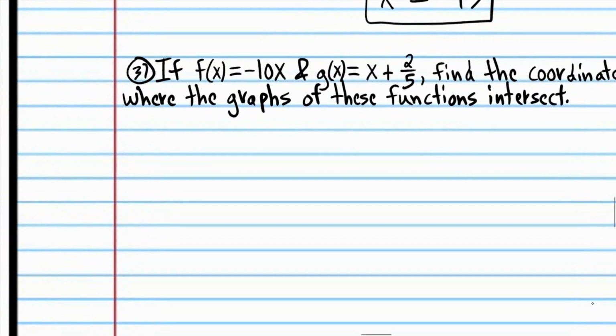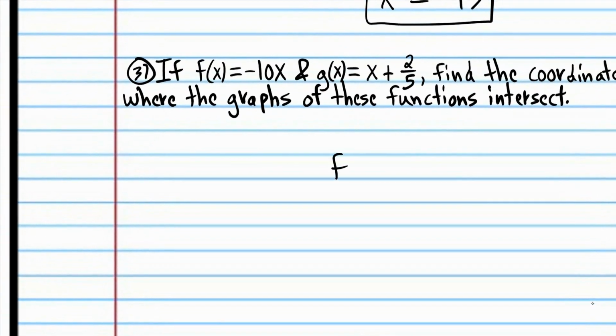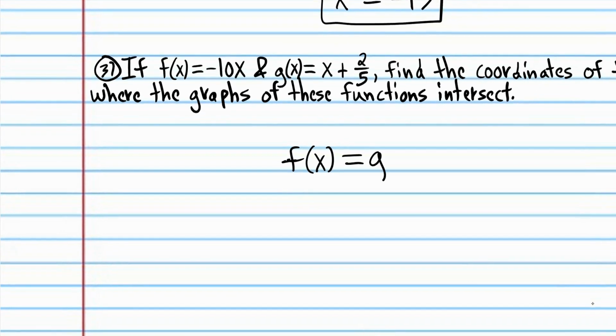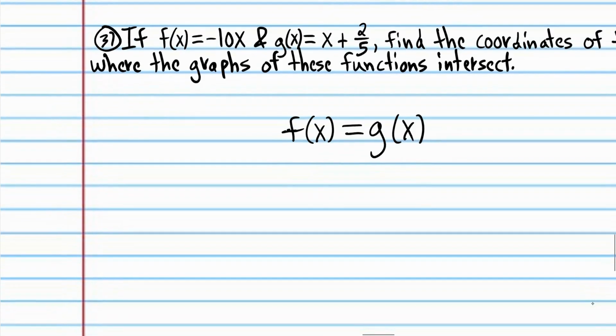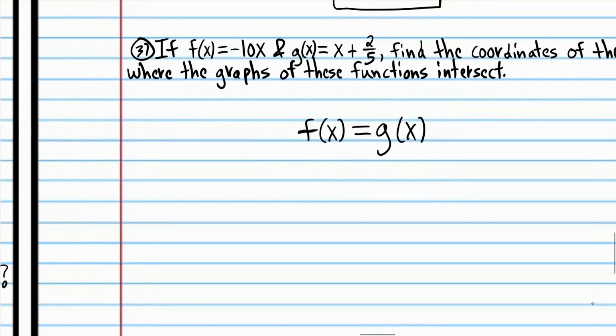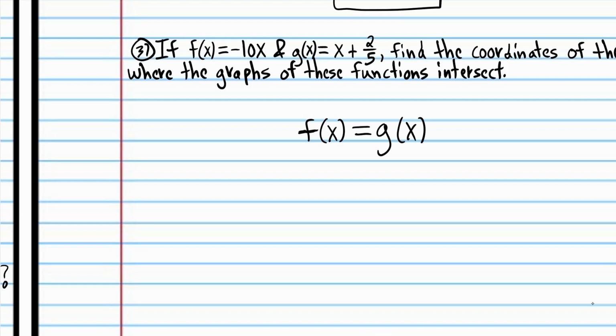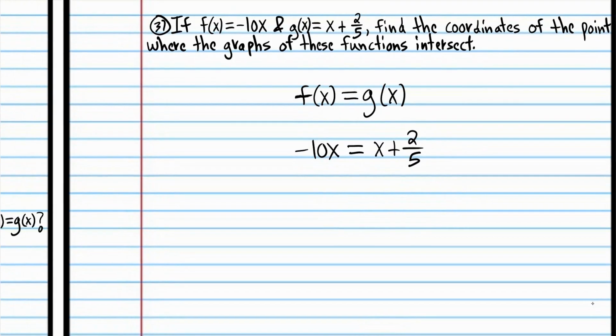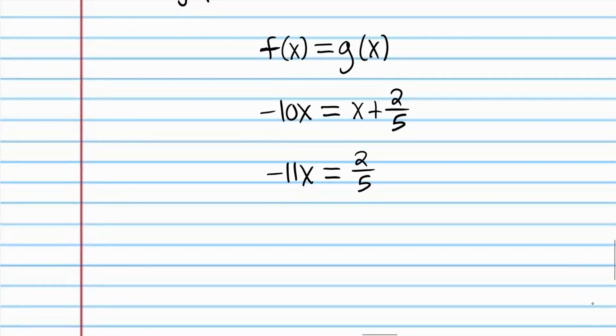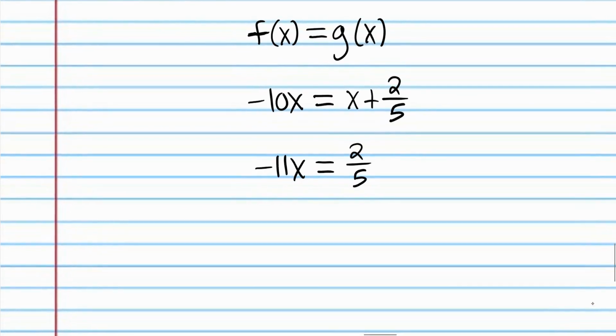Okay, we're back. So we're going to set the y values of the graphs equal to each other, and then find the x values that will make that equivalency statement true. So f of x is negative 10x, and g of x is x plus 2 over 5. Subtract x from both sides, and we get negative 11x is equal to 2/5. And then we're going to divide both sides by negative 11.